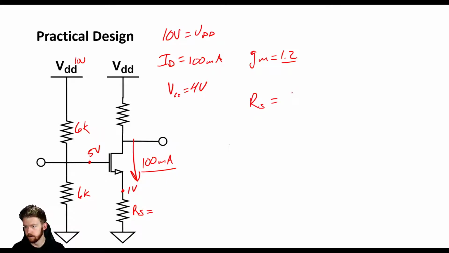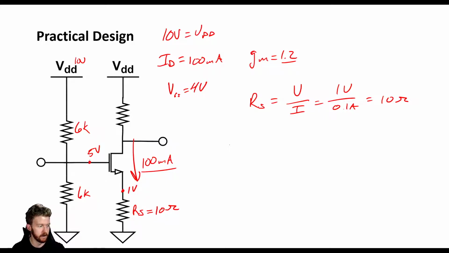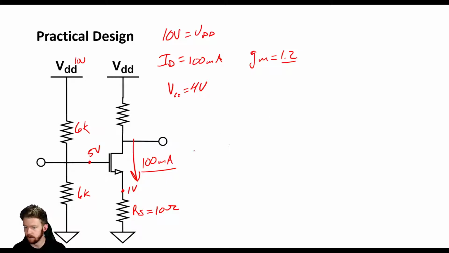So RS is going to be our volt divided by our current. So that's going to be 1 volt divided by 0.1 amps, 10 ohms. So we know that RS is equal to 10 ohms, okay? So our RS is going to be 10 ohms. Make sure that I'm not going crazy here, checking my notes. So our RS is going to be 10 ohms, and I've listed it down here.